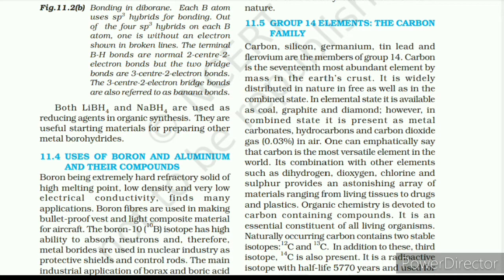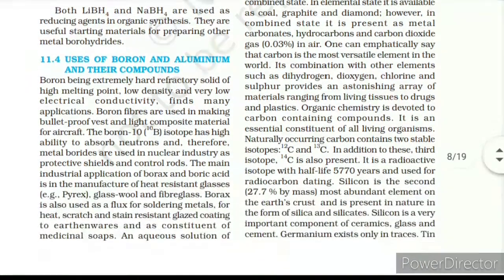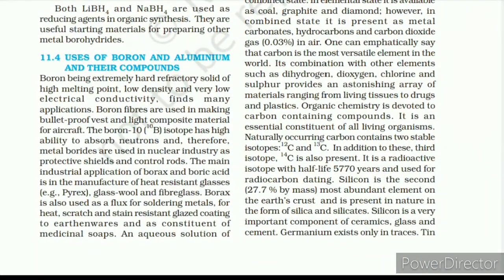One can emphatically say that carbon is the most versatile element in the world. Its combination with other elements such as hydrogen gives a vast range of compounds. Organic chemistry is devoted to carbon-containing compounds. Naturally occurring carbon contains two stable isotopes, carbon-12 and carbon-13. In addition to this, a third isotope, C-14, is also present. It is a radioactive isotope with a half-life of 5770 years and is used for radiocarbon dating.